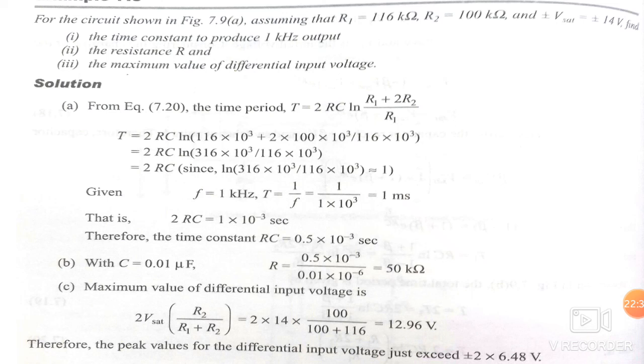So friends, we have just understood the working of the square wave generator, the derivation of its output frequency, and one simple numerical based upon it.